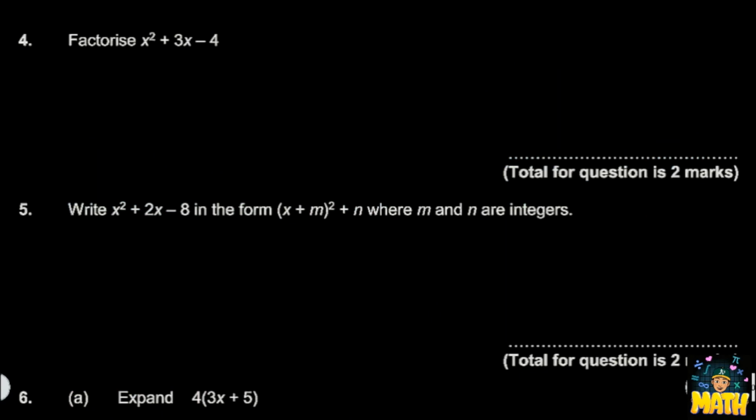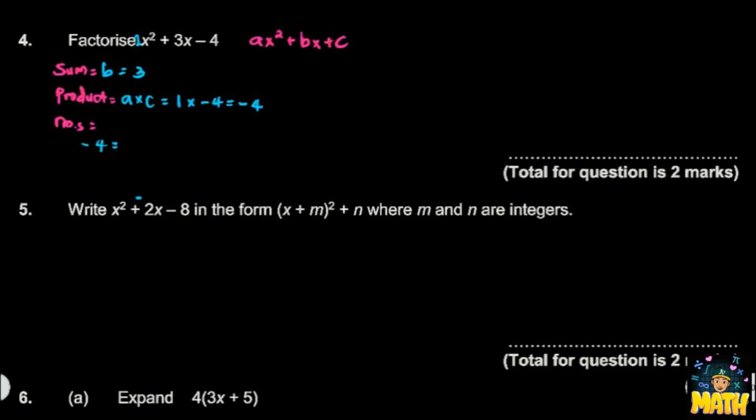In this question, we are to factorize this expression as well. So we use sum, product, and numbers. Okay, so the sum, again, is the coefficient of x, which is b. The product is the a times the c. Our b in this case is 3, so I'm going to write that. And our product is, this is x squared, so that means the coefficient is just 1. So 1 times the c, which is negative 4. So that gives me negative 4.